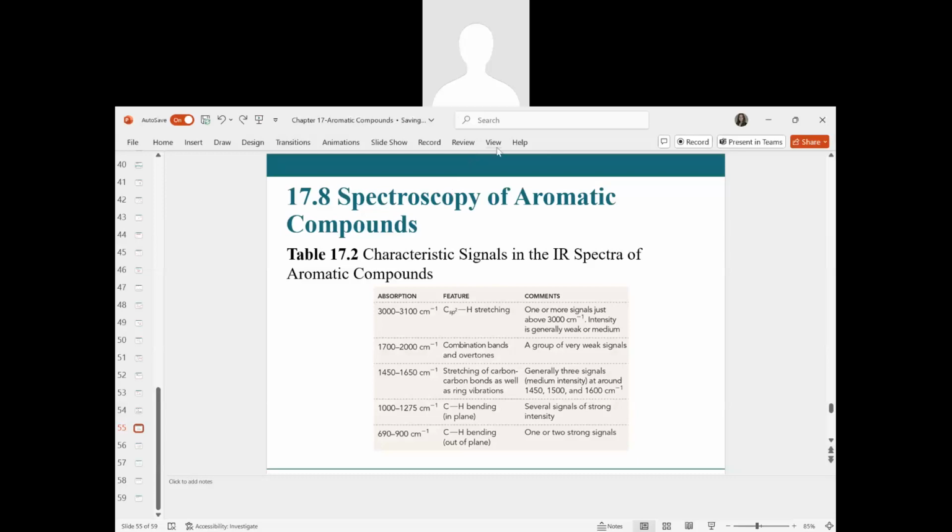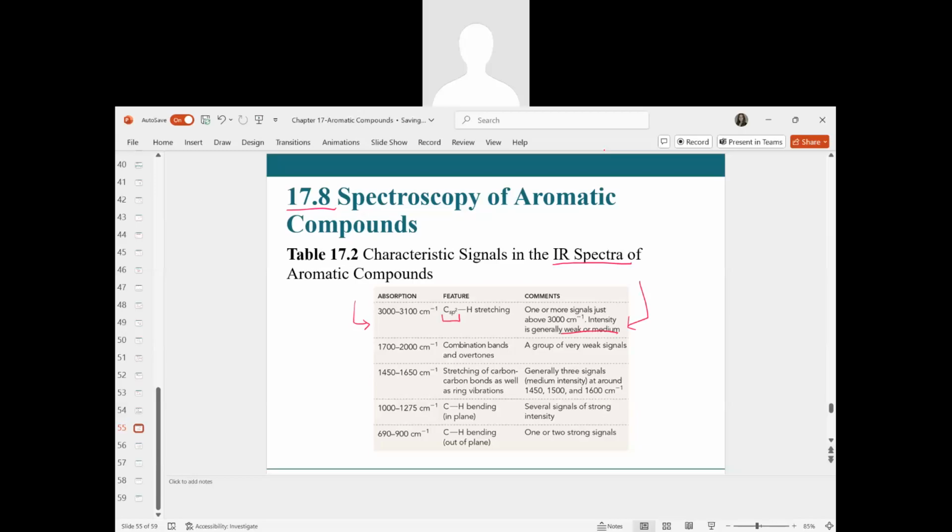In the last section that we will review of Chapter 17, 17.8 discusses spectroscopy of aromatic compounds. So we'll take a look at the IR spectra, the certain bands of absorption that we should note. First, between 3,000 and 3,100 reciprocal centimeters, we see an sp2 hybridized carbon CH stretch. We'll note this on the spectrum shown on the next slide. This is generally weak or medium intensity, so we'll see one or more signals above 3,000 in this range.